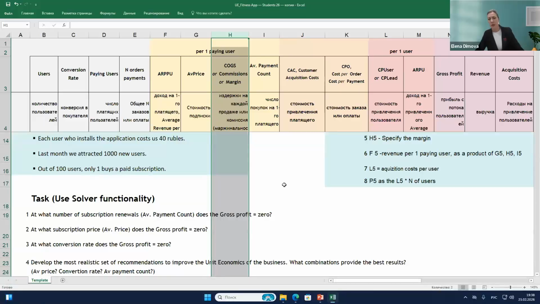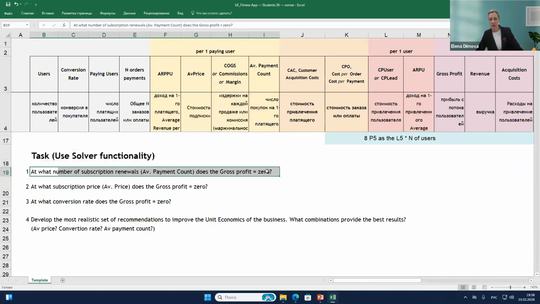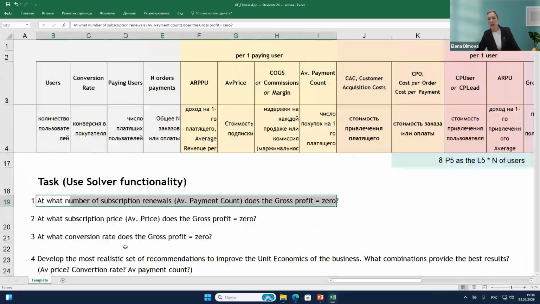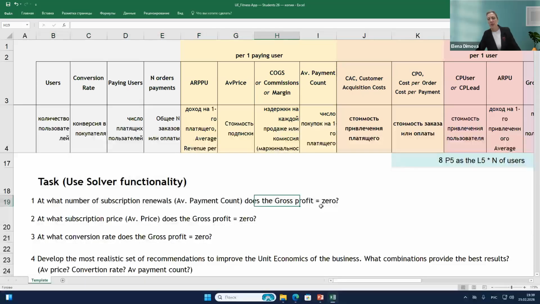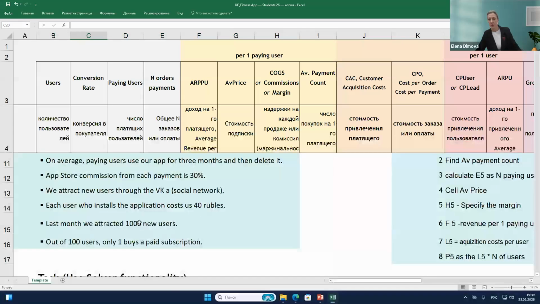What we should do, as we discussed, is understand from the very beginning if it's profitable or not. Once we answer that question, we need to test several scenarios. For instance, we need to calculate the number of subscription renewals we should ensure in order to make this gross profit at least zero, the break even. Then another question: at what subscription price is the gross profit zero? It means what should be the price for our subscription service?